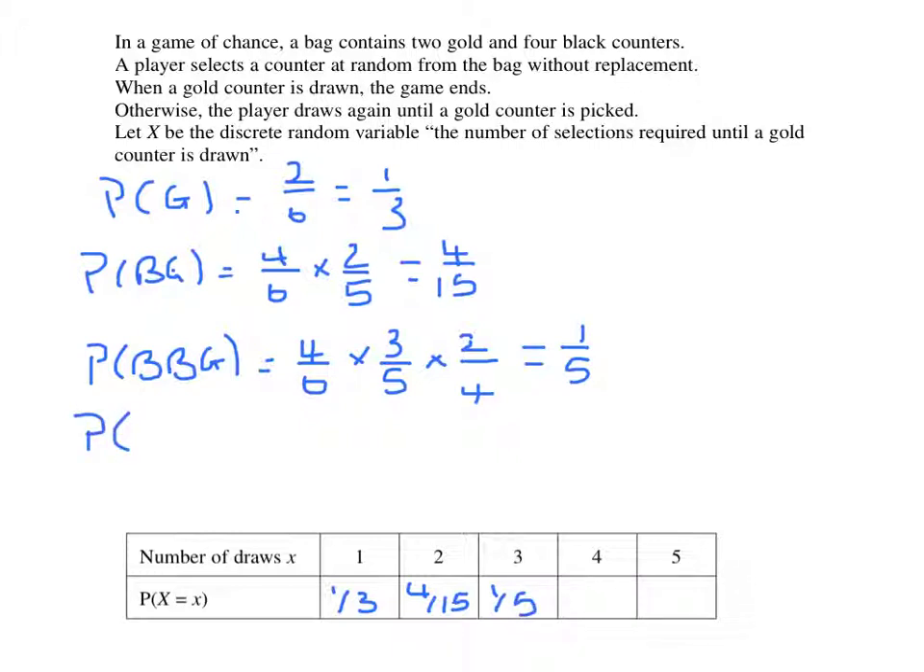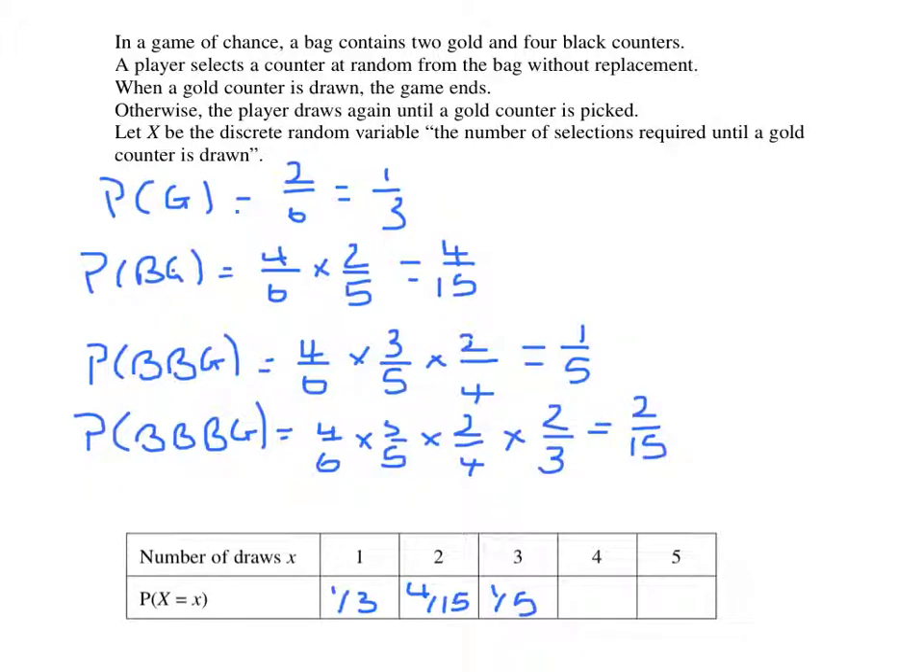4 draws would be the 3 blacks and then a gold, so that's 4 out of 6 times 3 out of 5 times 2 out of 4, and then 2 golds out of 3, so that would be 2/15.